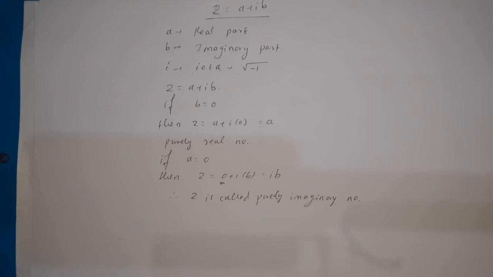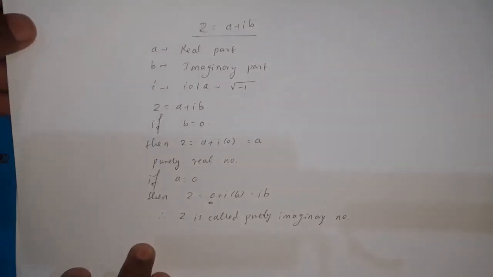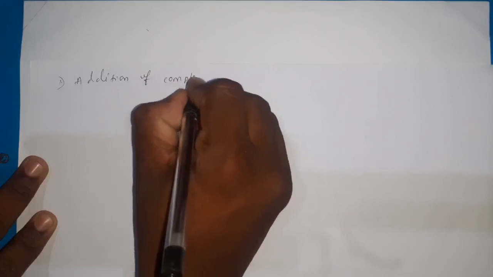Now let us discuss the basic operations on complex numbers, that is addition, subtraction, multiplication and division of complex numbers. First of all, let us discuss the addition of complex numbers. The first operation is addition of complex numbers.